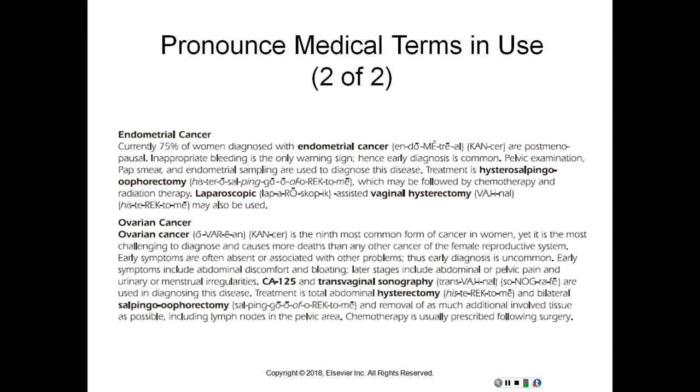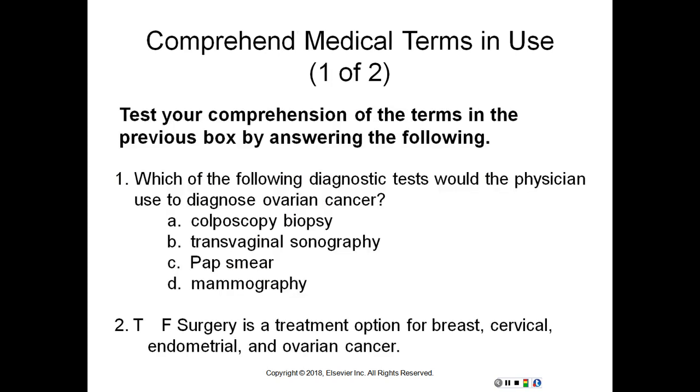Treatment is total abdominal hysterectomy and bilateral salpingo-oophorectomy, and removal of as much additional involved tissue as possible, including lymph nodes in the pelvic area. Chemotherapy is usually prescribed following surgery. So we have 4 questions.